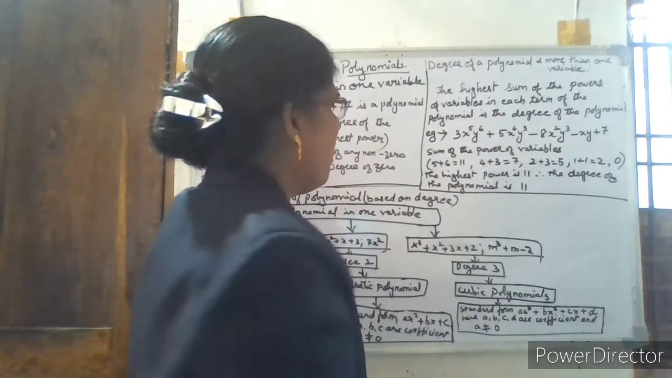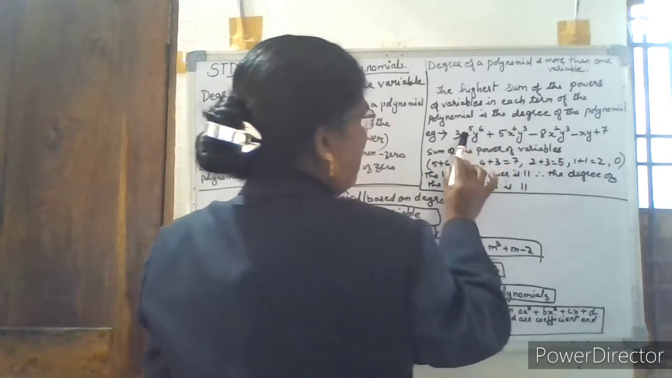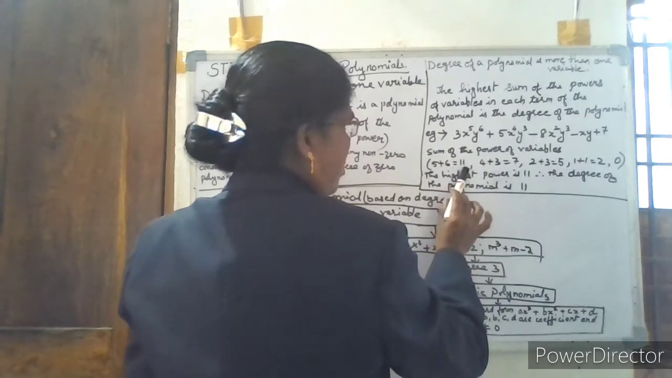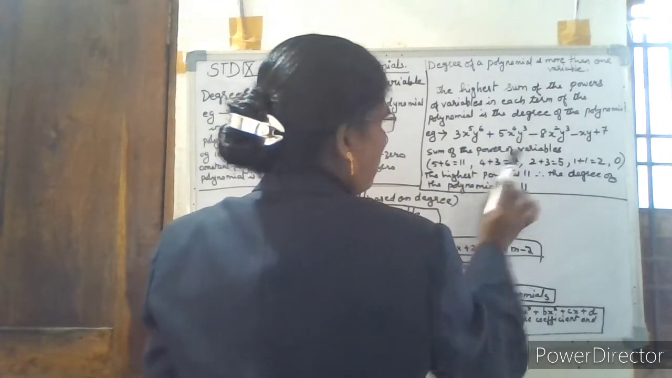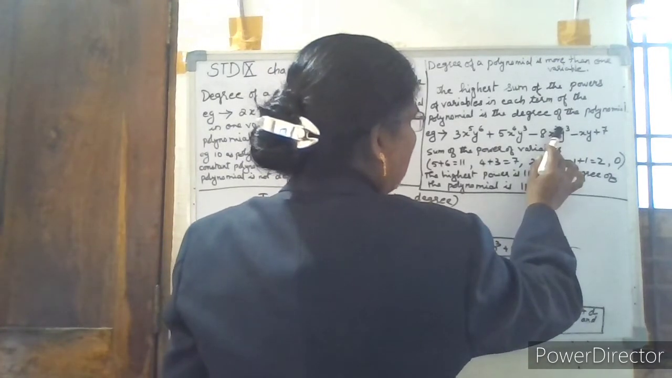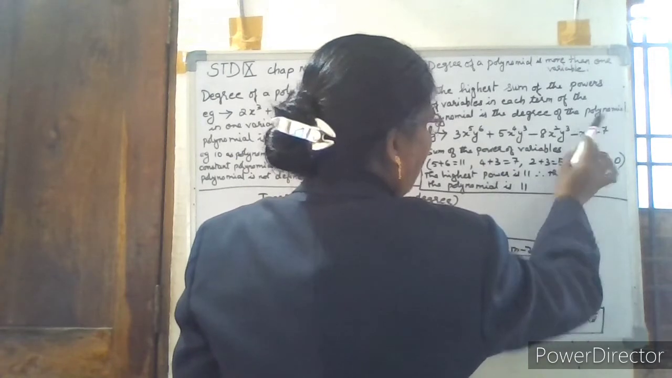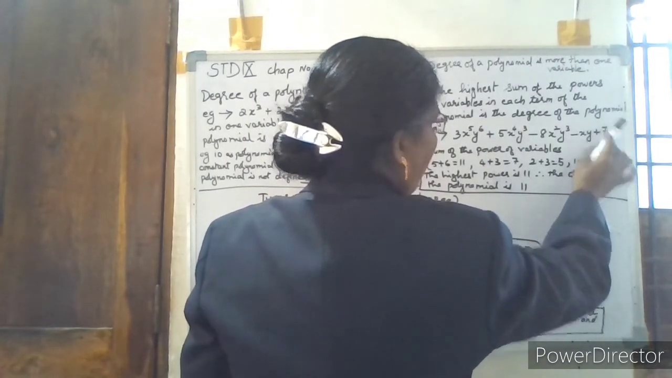So, take the sum of the powers of the variables. In the first term, the powers are 5 and 6. Add them, you get 11. Here, the powers are 4 and 3, equal to 7. Here, the powers are 2 and 3. 2 plus 3 is equal to 5. Here, the powers are 1 and 1, so 1 plus 1 is 2. Here, there is no variable, which means the power of the variable is 0.